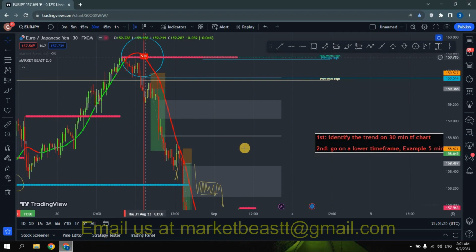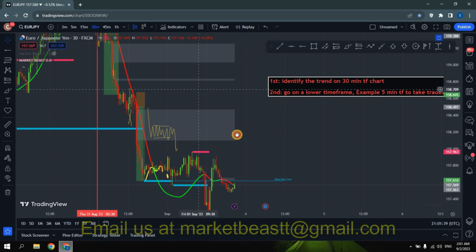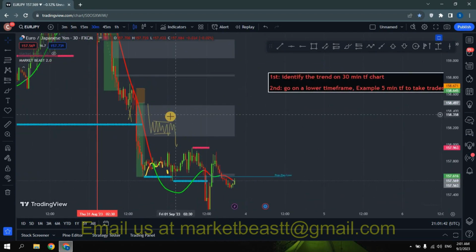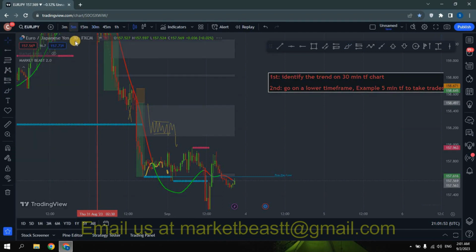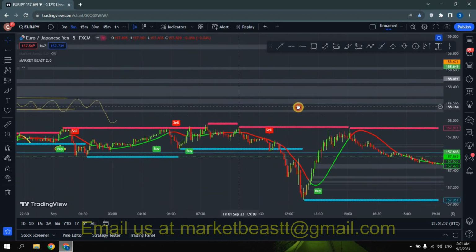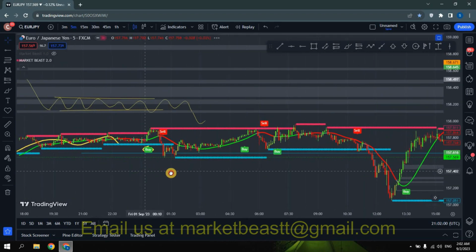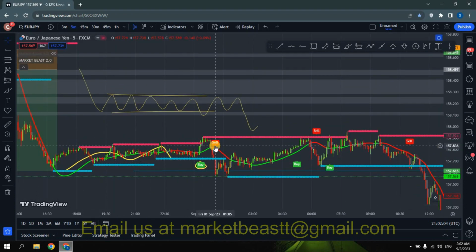We got the sell signal on 30-minute time frame, and we are still in a downtrend, which means we are in a downtrend. Alright, let's go back to 5-minute time frame. So we are in a consolidation phase clearly, so we are going to ignore this sell signal here.